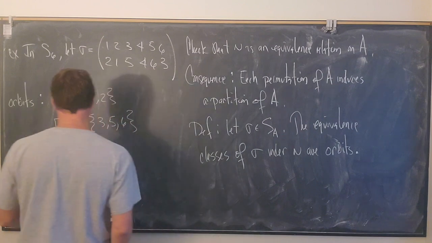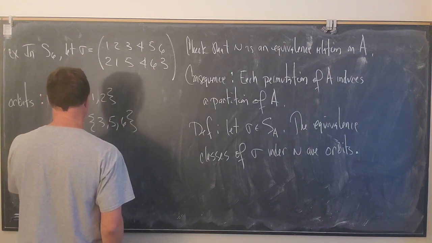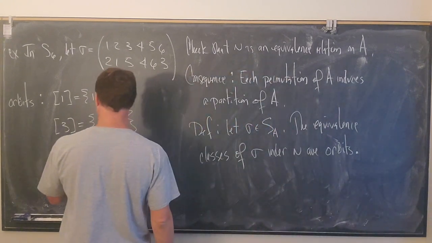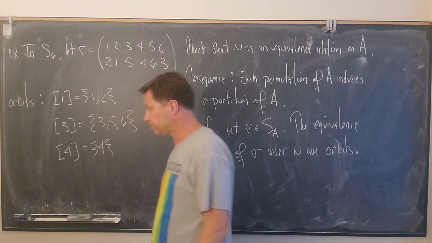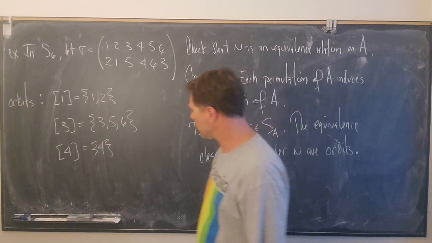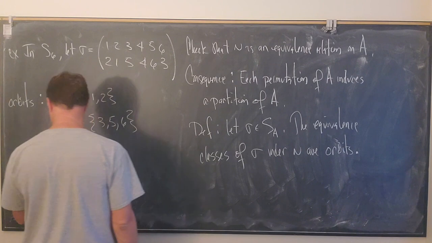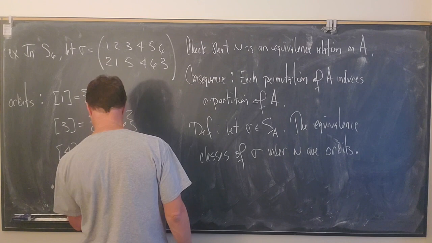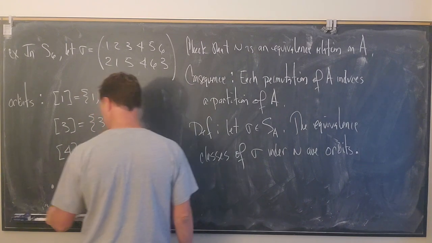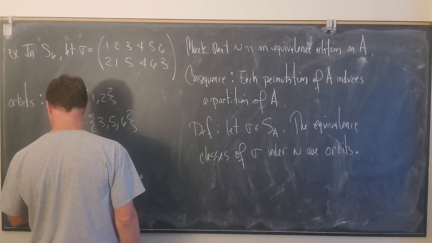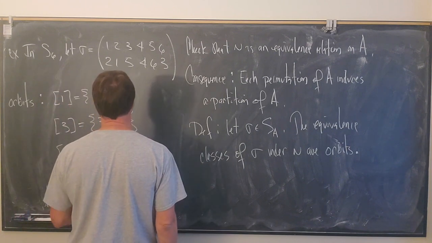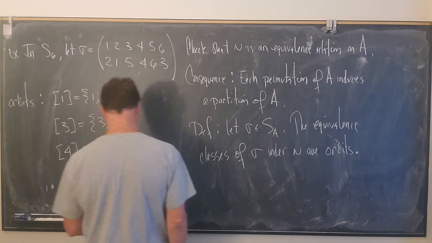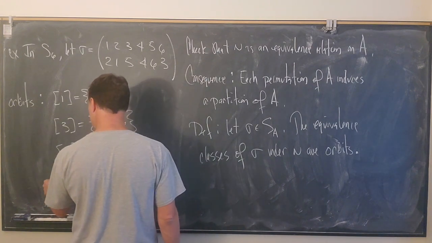Then there's one more, the orbit of 4. Notice what happens when you apply sigma to 4, you just keep getting 4, 4, 4. So the orbit of 4 consists of just the number 4. So here are the orbits. And there's a nice little picture that goes along with this. Let's draw it like this. So here's 1 and 2, 3, 5, and 6, and then 4.